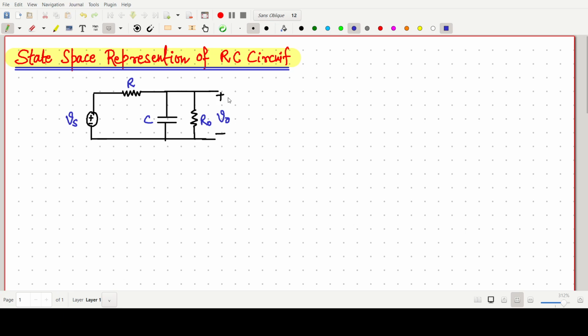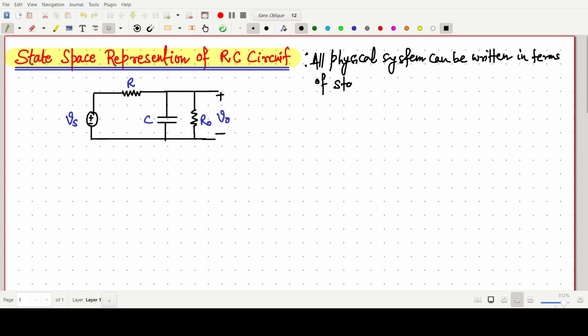So, as we know, all physical systems can be written in terms of state space representation. So what I am saying is, all physical systems can be written in terms of state space representation.